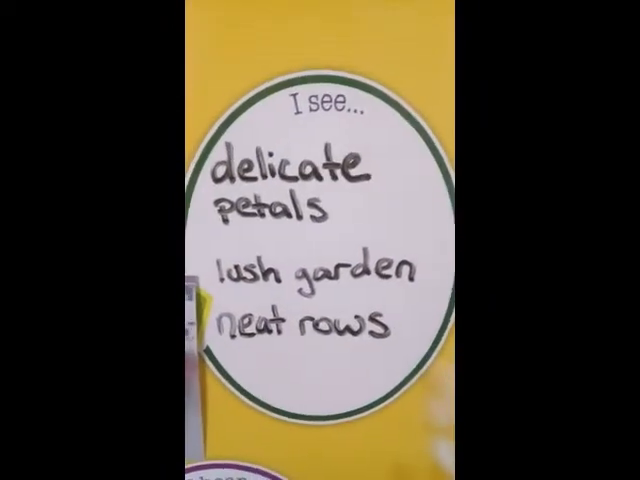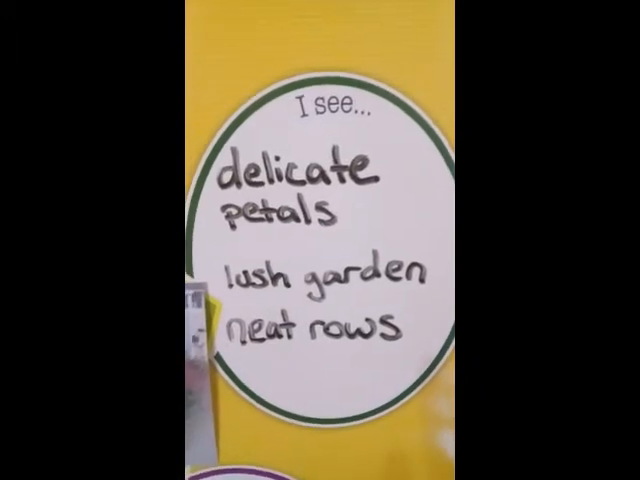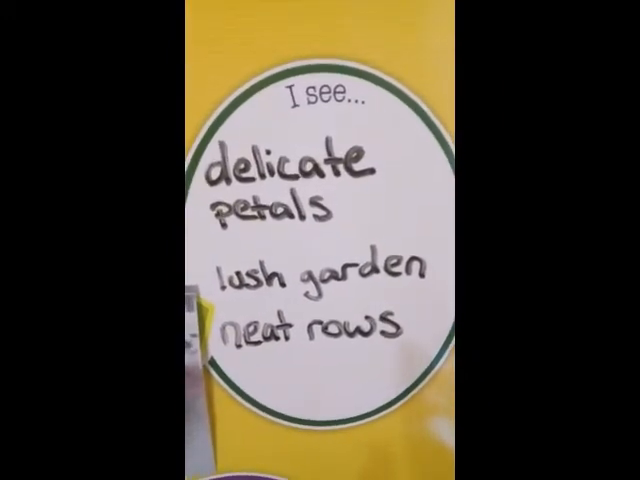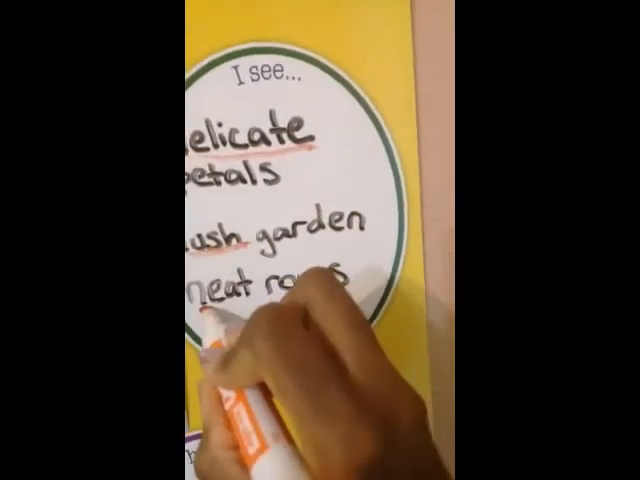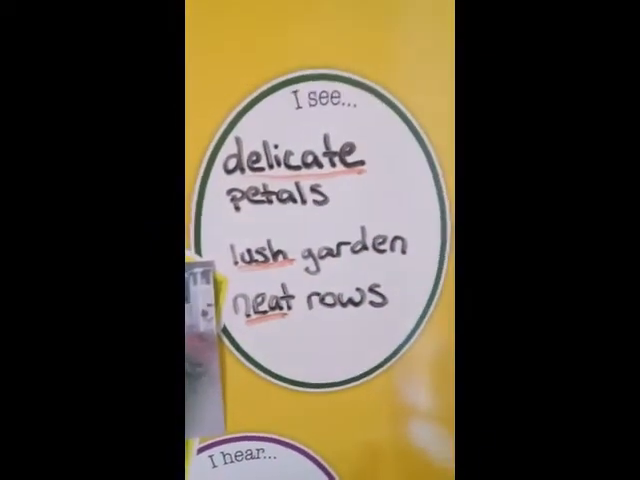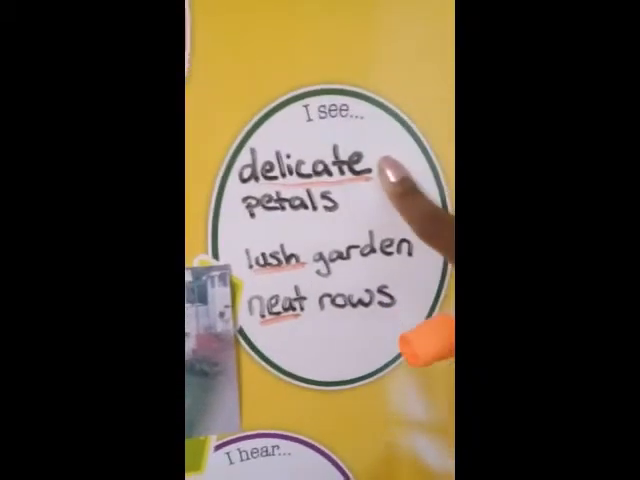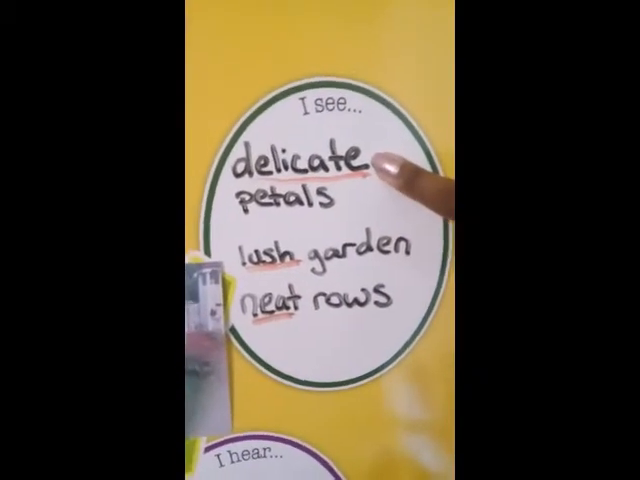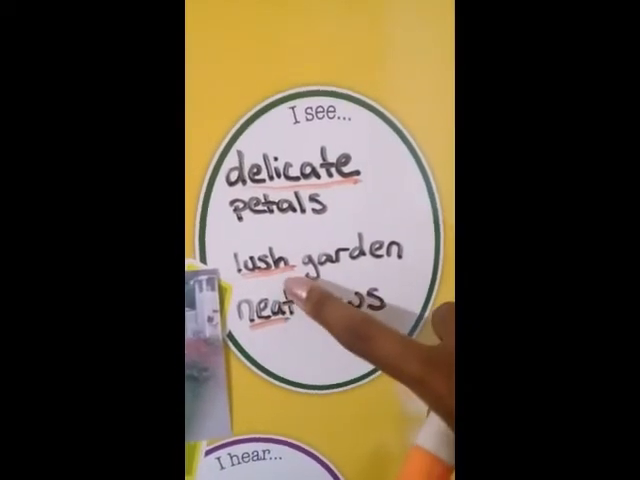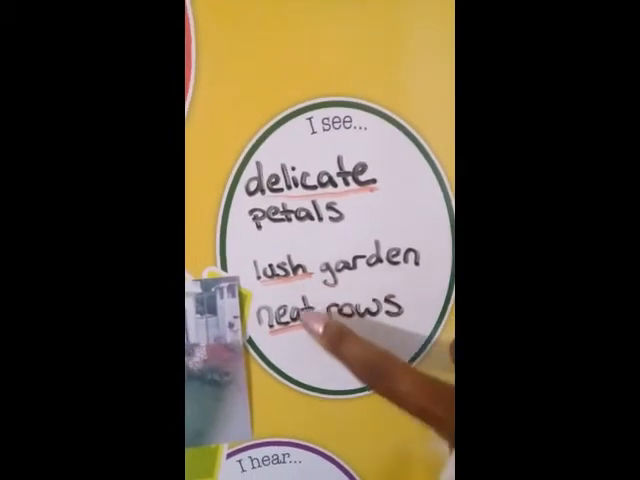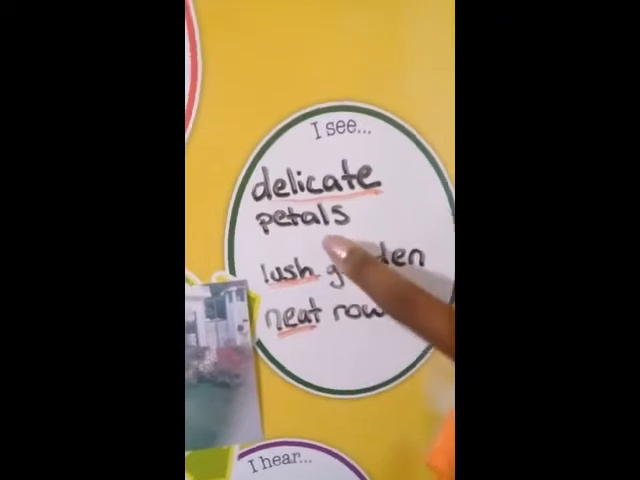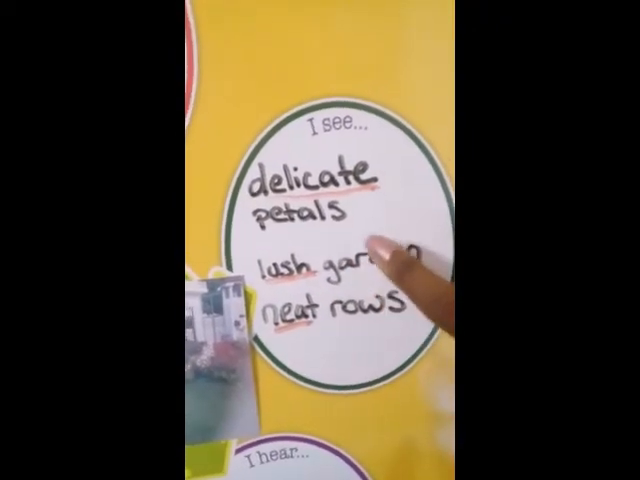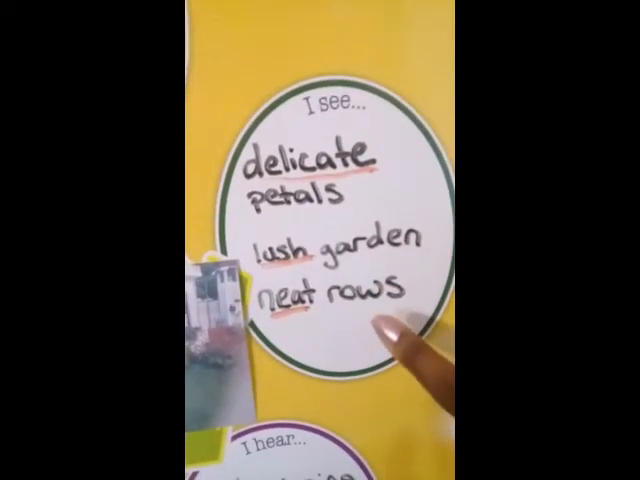I said I can see delicate petals, a lush garden, and neat rows. Well, delicate, lush, and neat are all describing words. Delicate means like fragile, it's easy to be destroyed. Lush means it's like overflowing with life. And neat, of course, just means tidy. So I chose these 3 words to describe the things I can see in the garden: the petals, the garden itself, and the rows of plants.